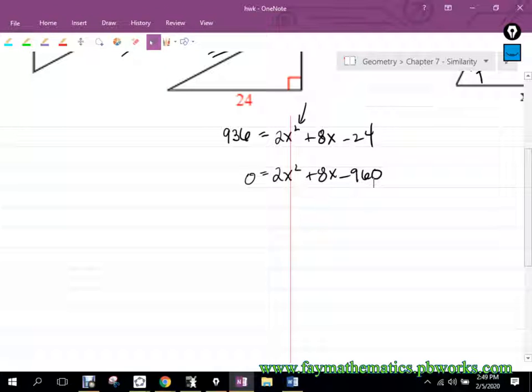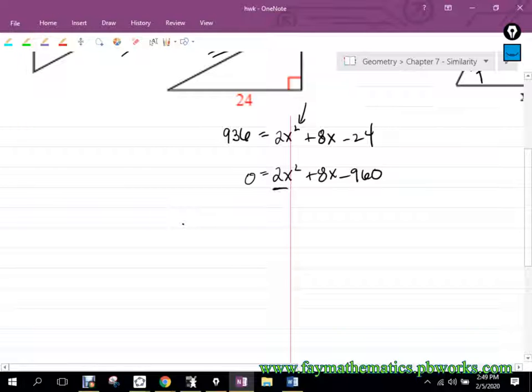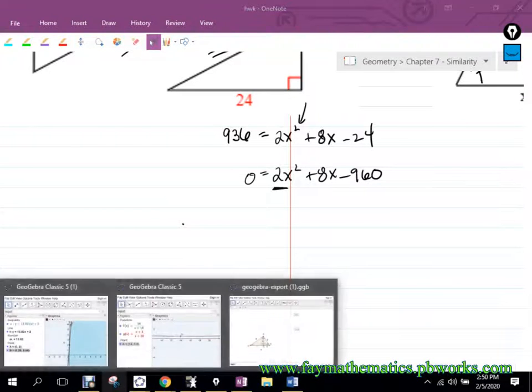Does anybody remember what we do in this situation when this number right here is not a 1, when the coefficient of x squared is not a 1? What is the first thing you try to do? Okay, so divide everything by 2. So here's my question. Let's look at just something graphically real quick.